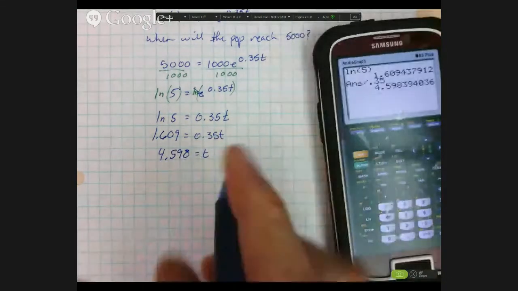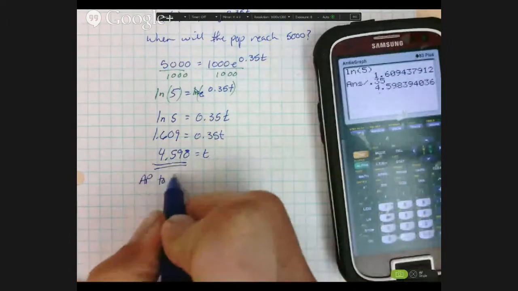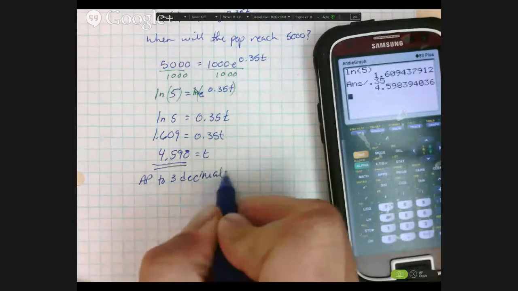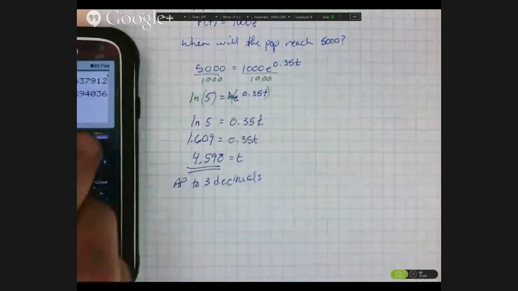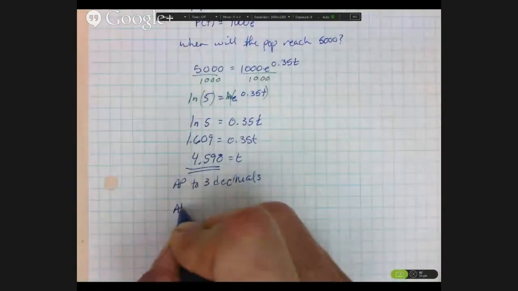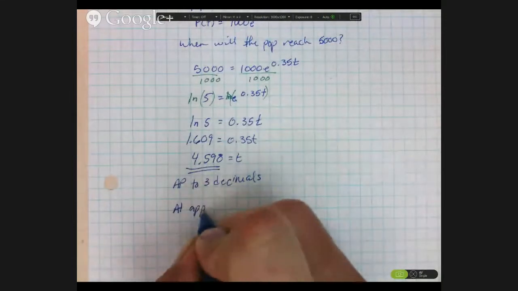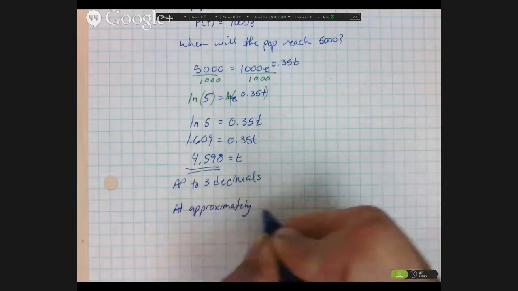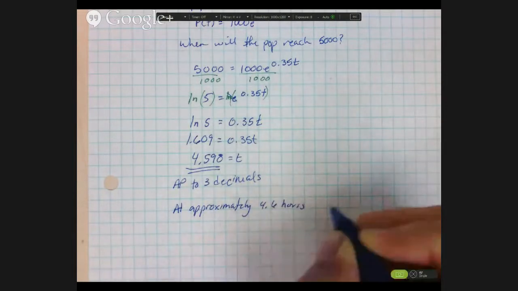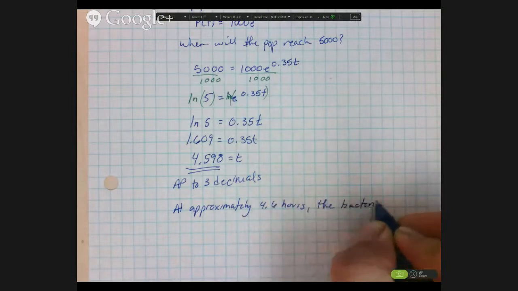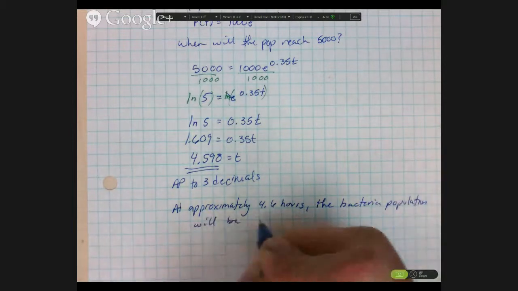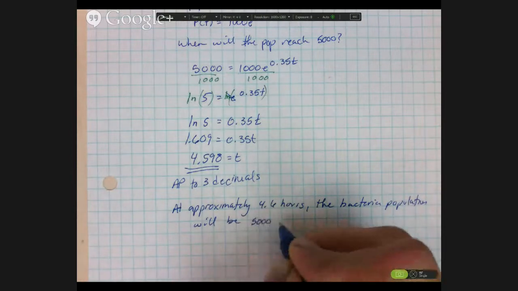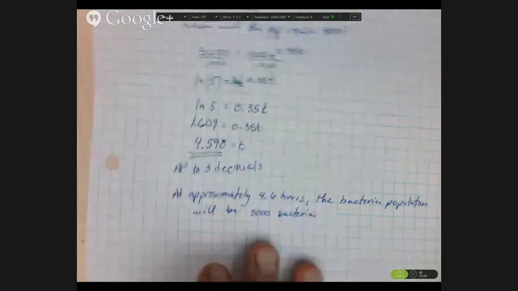So now this is AP language, 3 decimal spots. Okay, you have to do that. That's what they expect the answers in. And they're also going to ask you to explain and justify. So at approximately 4.6 hours, the bacteria population will be 5,000 bacteria. Okay, get used to doing that.